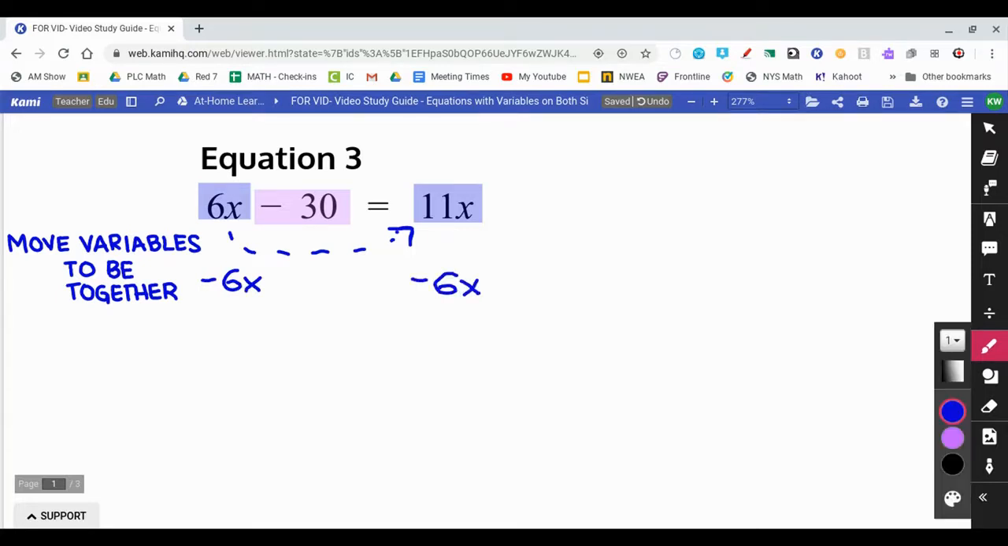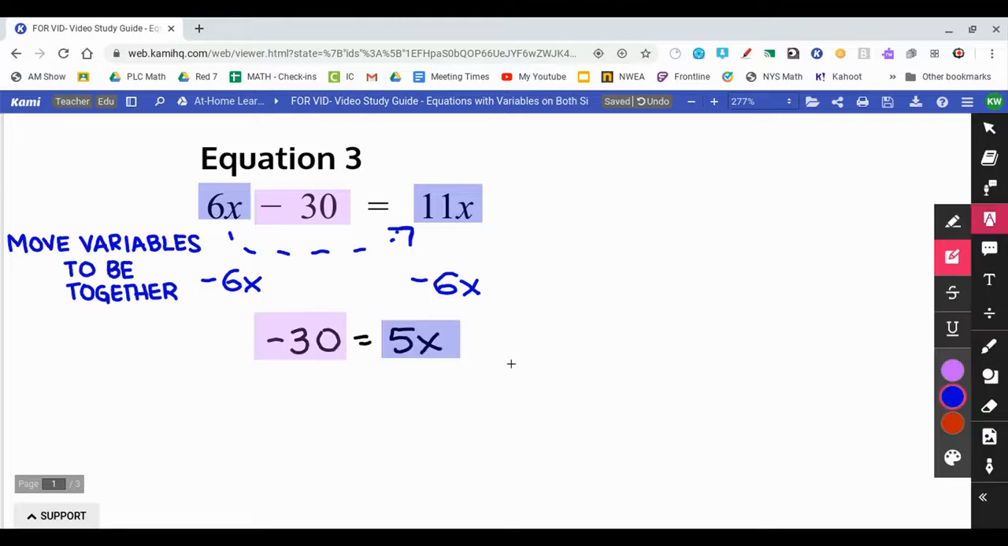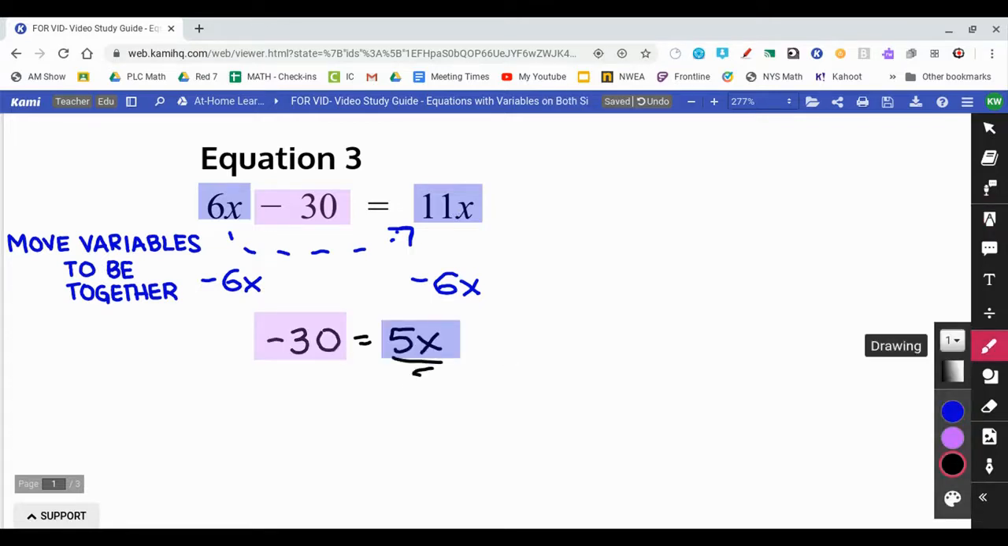What this does is it gets -30 alone on the left-hand side of the equation and 5x alone on the right-hand side of the equation. Now that the terms with variables are separated from the constants, I just divide by 5 and I find my answer is -6.